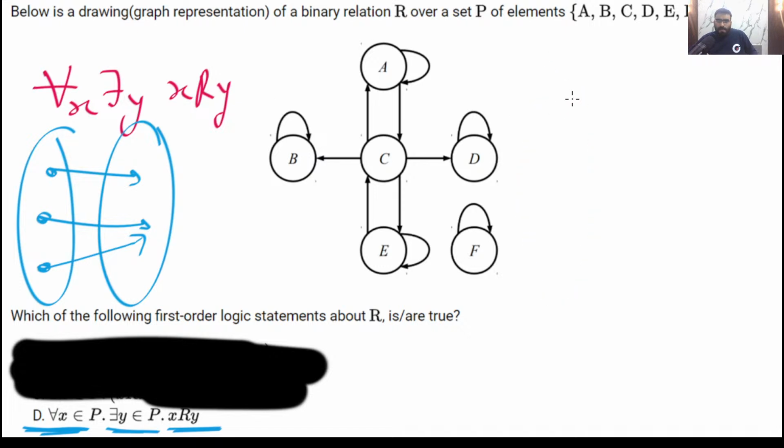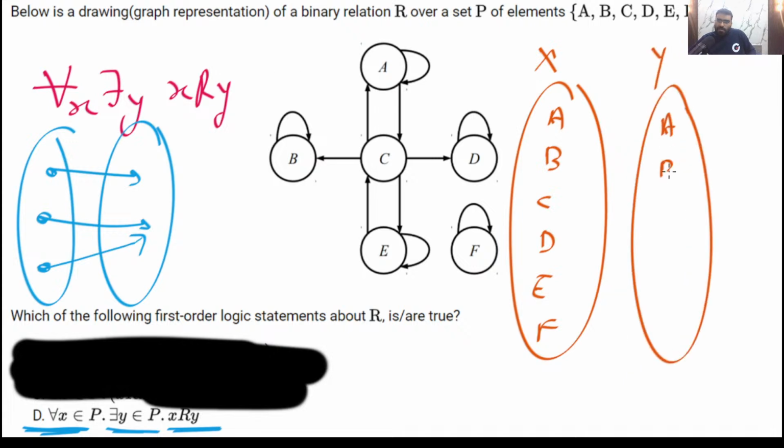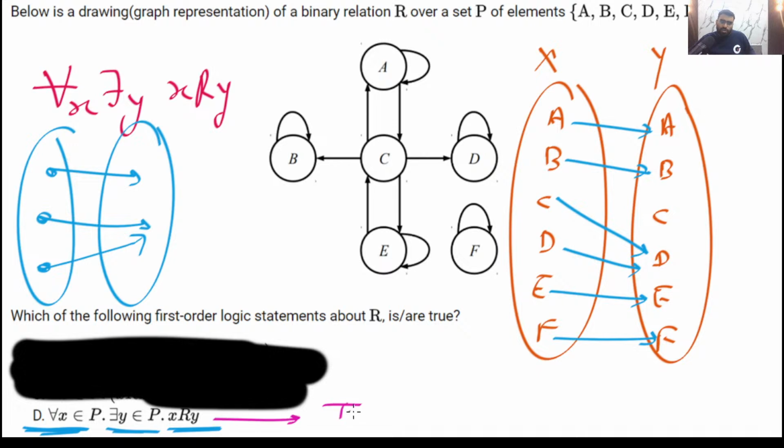For example, notice, this is x. X is A, B, C, D, E, F. This is y. Y is A, B, C, D, E, F. Can I say for everyone there is someone? Yes. For A there is A. For B there is B. For C there is D. For D there is D. For E there is E. For F there is F. So for everyone there is someone. So yes, this statement is also true.